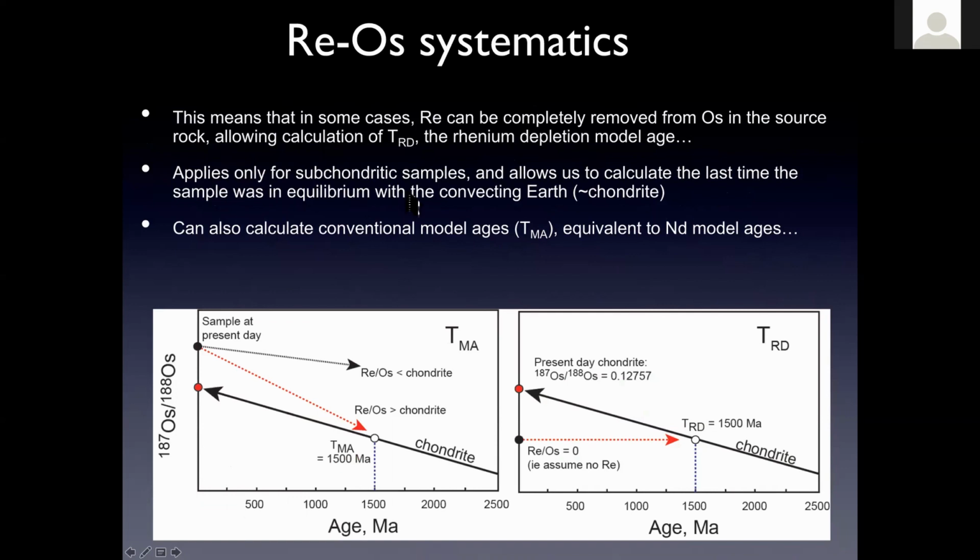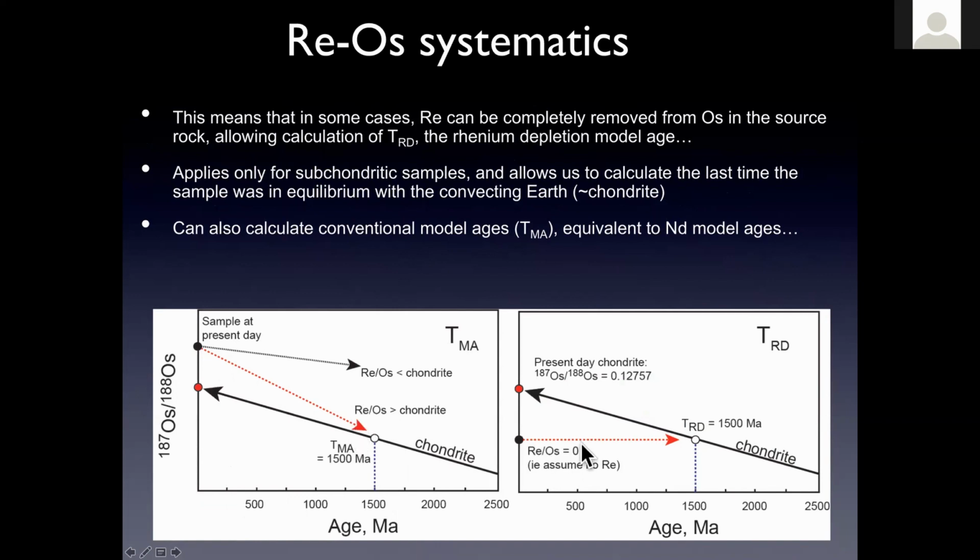And this behavior has given us the opportunity to generate model ages, just like for neodymium, where we can back calculate a sample to some point in time when it was last in equilibrium with the mantle. We tend to use chondritic values for the mantle on Earth, where we use both the parent and the daughter.